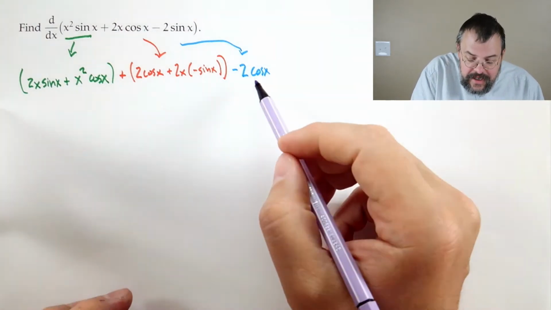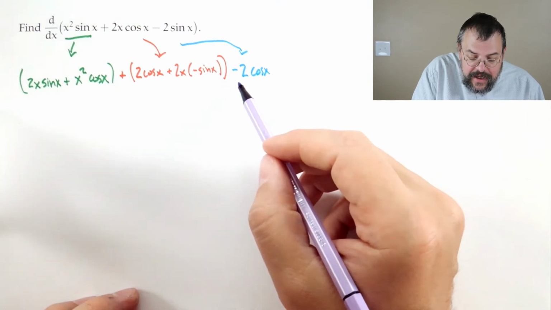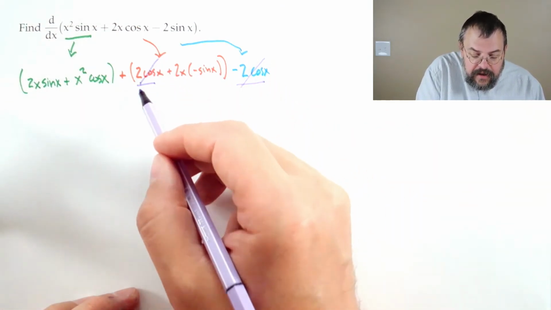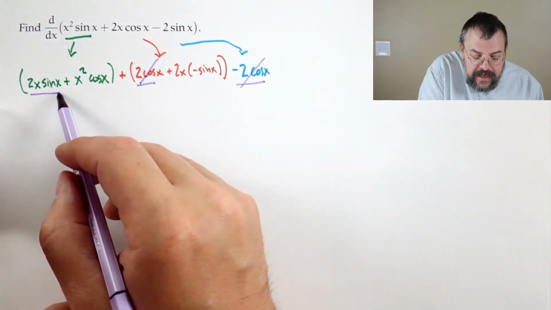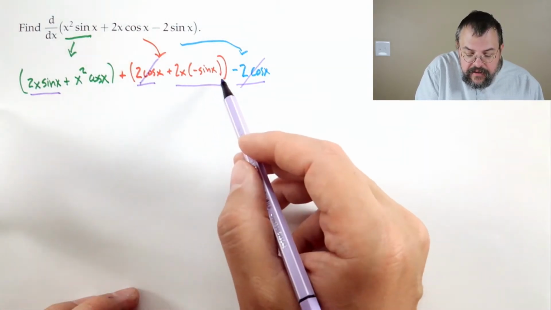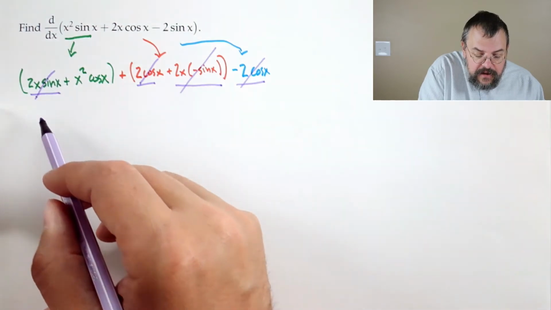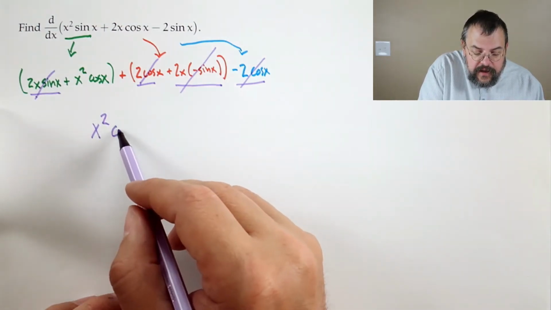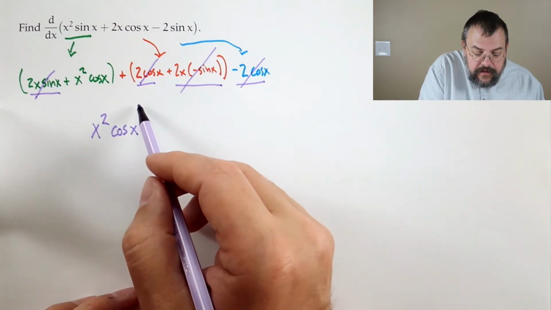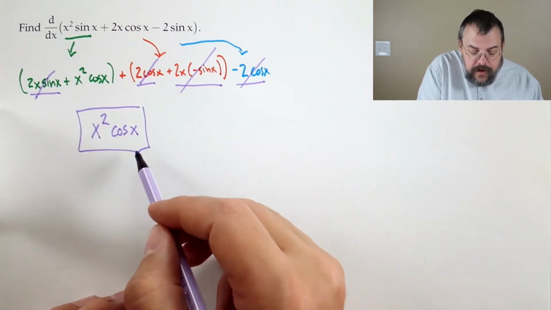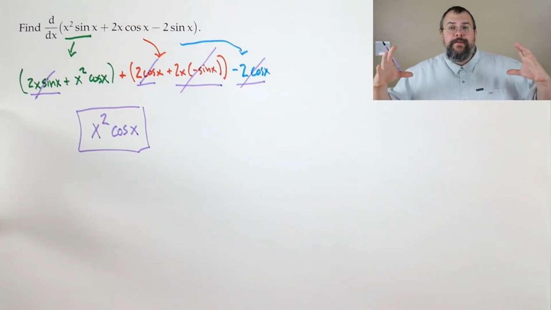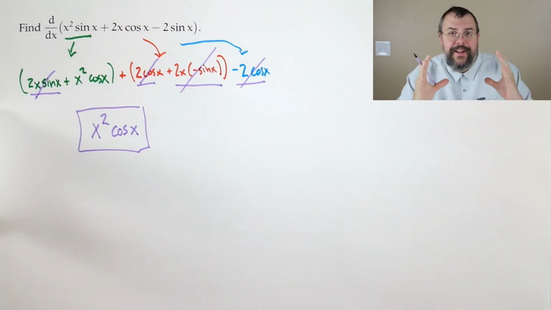See, as I was writing down, I said, hey, that minus 2 cosine x, that looks like that plus 2 cosine x, so those cancel. There's a 2x sine x. Here's a minus 2x sine x, so those cancel. So what you're left with is x squared cosine of x. And that's the answer. See, it was this long expression at the beginning, but then it collapsed.